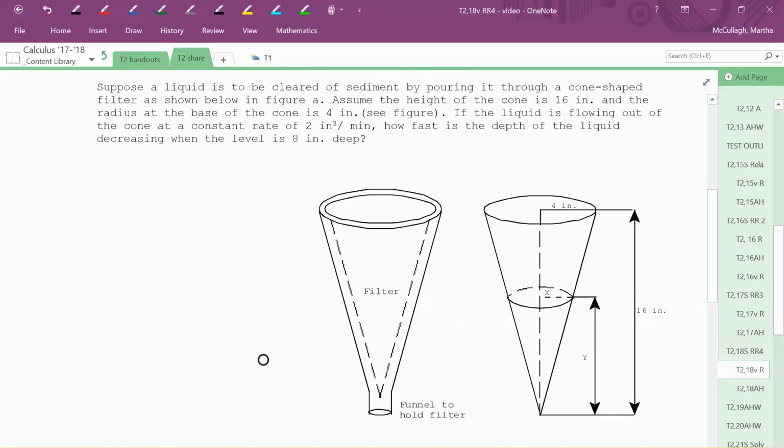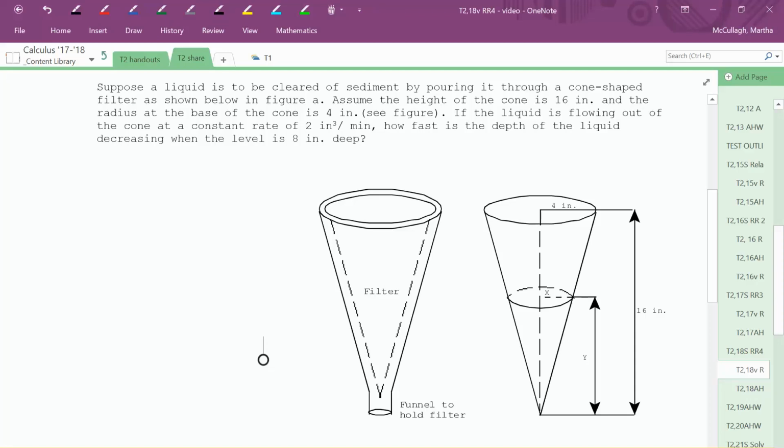Suppose your liquid is being cleared of sediment by pouring it through a cone-shaped filter as shown below in figure A. We can think about a coffee filter. Assume that the height of the cone, the plastic outside cone part, is 16 inches, and the radius at the base of the cone is 4 inches. Sometimes people don't like the fact that the base is at the top, but the wide part of the cone is considered the base. It doesn't really matter which direction the cone is oriented.